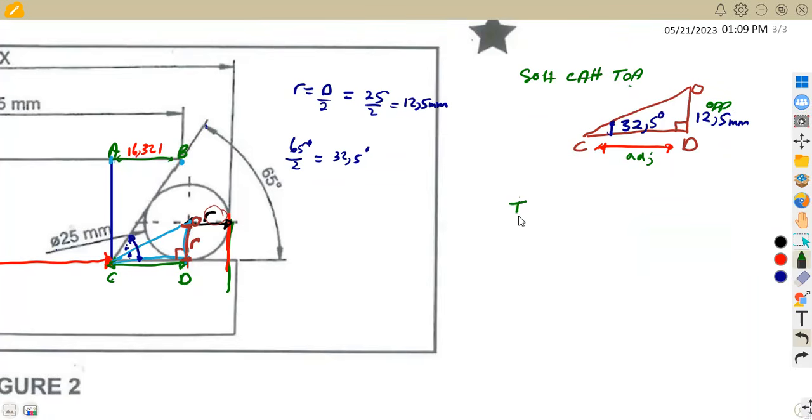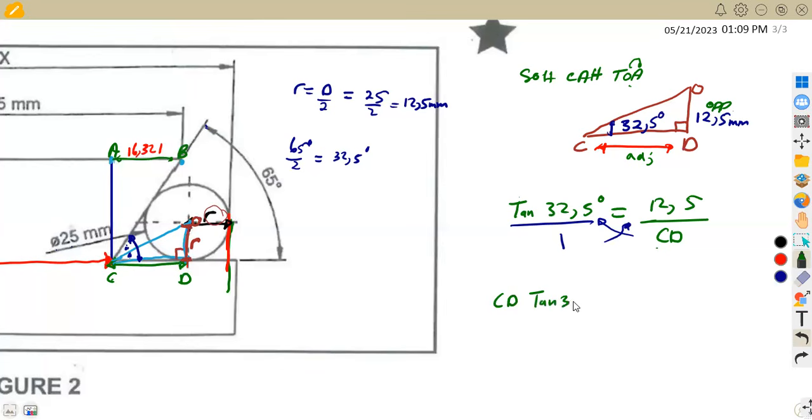So that's the tan of theta, which is the tan of 32.5 degrees, equal to opposite over adjacent, and the opposite here is 12.5 over the adjacent, which is CD. So this can help us to calculate CD. This is same as over 1, so we can cross multiply. CD times tan 32.5 degrees is equal to 1 times 12.5, which is 12.5. So to find CD, we can simply divide by the tan of 32.5 degrees on both sides. Okay, so this cancels.